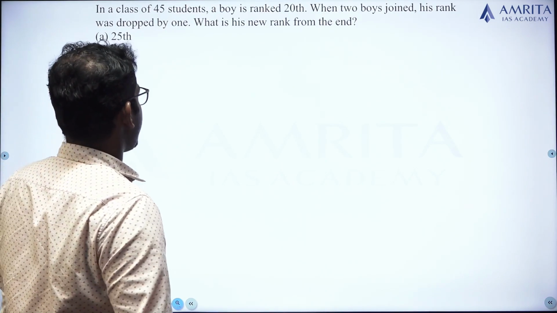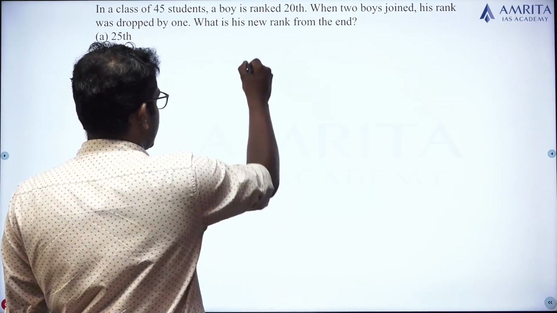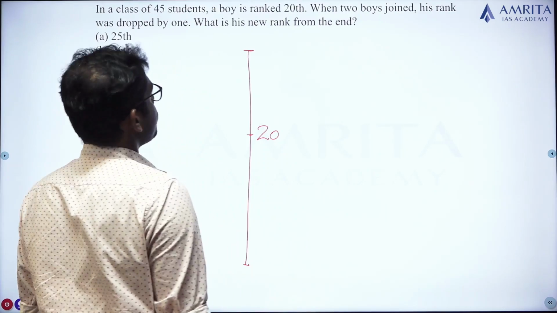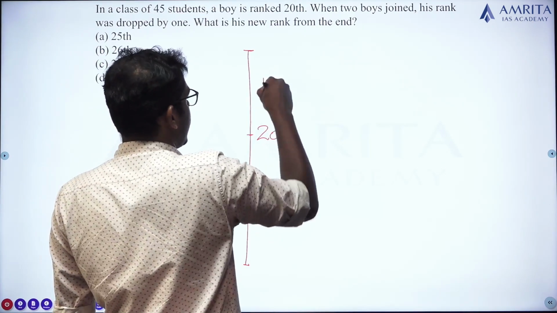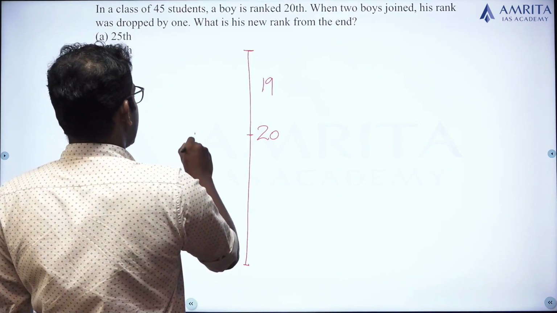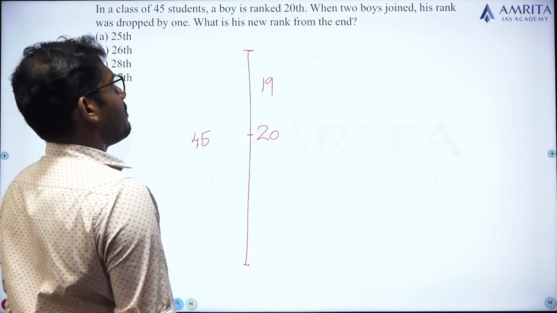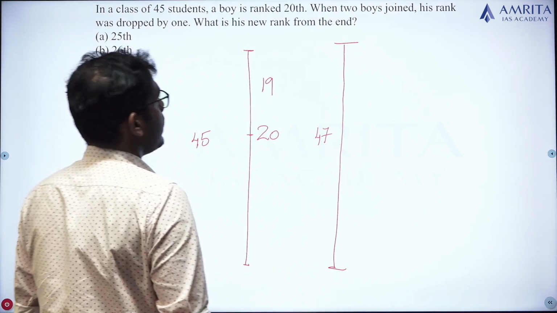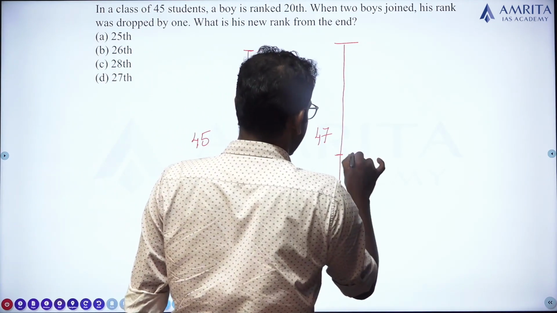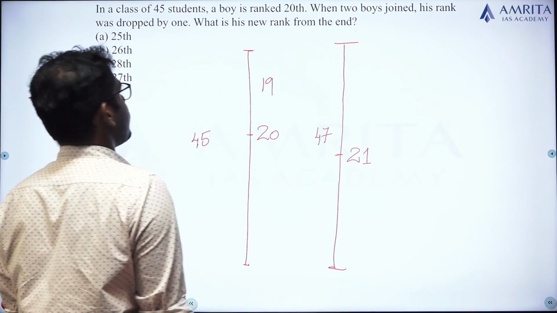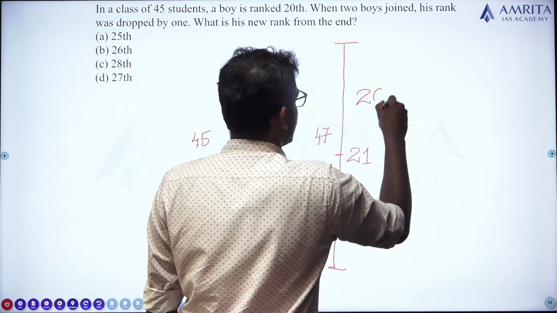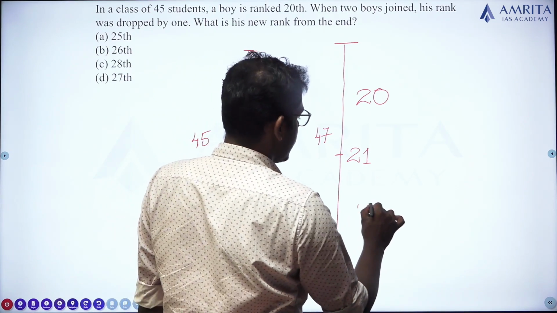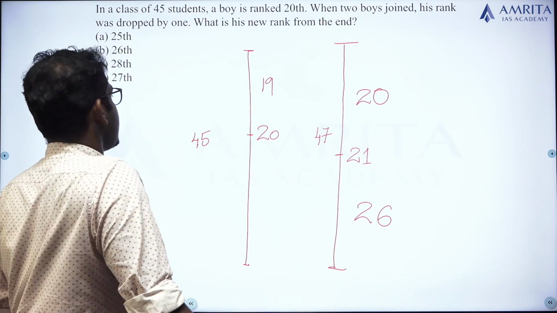Next, in a class of 45 students, a boy is ranked 20th. So there are a total of 45 students. A boy is ranked 20, which means that above him there are 19 students. When two boys joined, there are now 47 students in total. His rank dropped by 1. Now his rank is 21, which means above him there are 20 students. Including him there are 21 students. So below him there are 26 students. Clear?